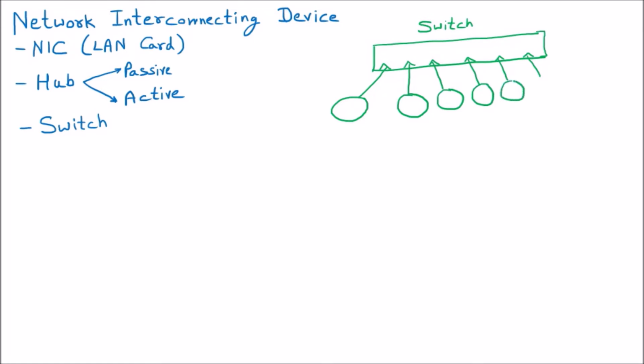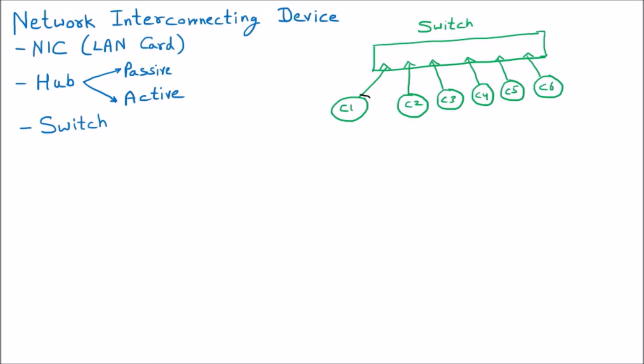Now such a diagram we have already seen with the hub also. So let us suppose that this is C1, which is computer 1, then computer 2, 3, 4, 5 and C6. So these 6 computers are connected with the switch. Now we must know one thing, that there is no physical connection in the switches. So if the physical connection is not there, then how will they connect?